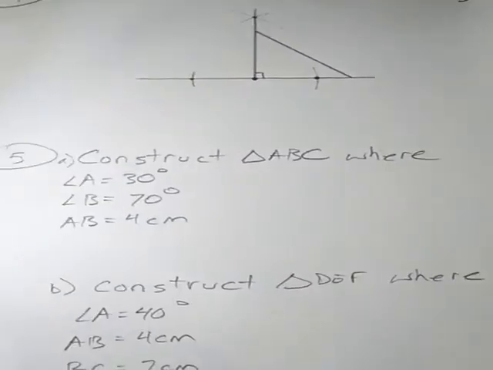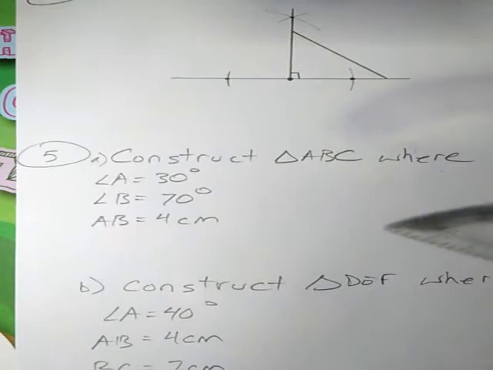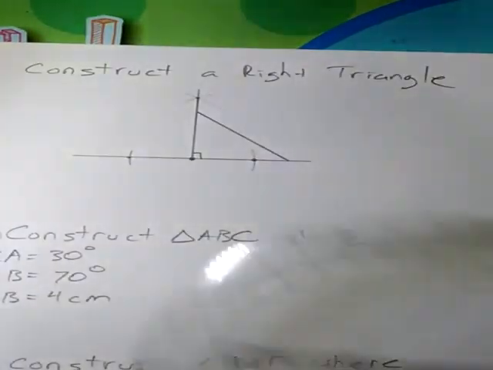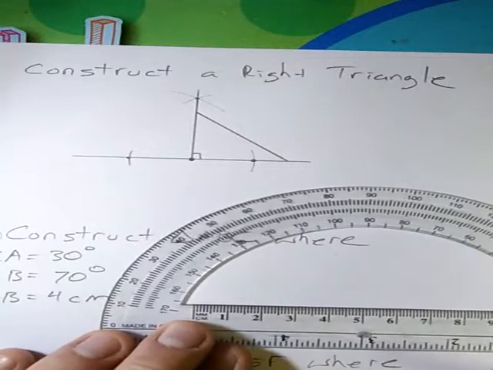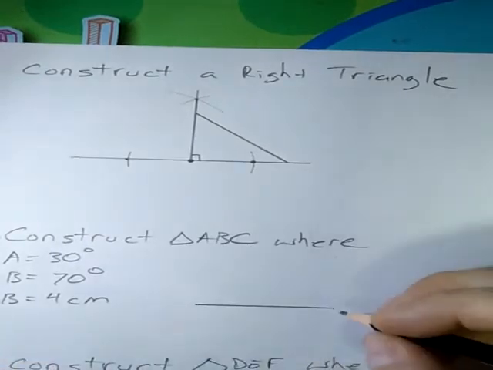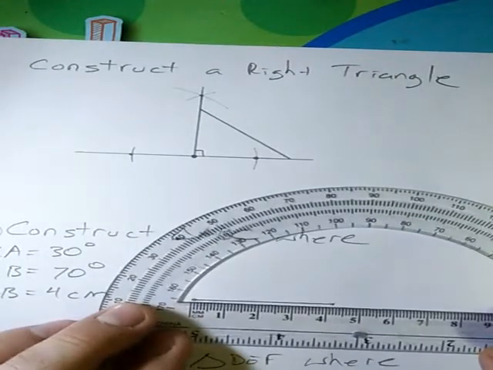It says construct triangle ABC, where angle A is equal to 30 degrees, angle B is equal to 70 degrees, and side AB is 4 centimeters. So again, we are using compass and protractor. Actually, no, on this one we won't even need the compass. This will be all protractor. So I do want to draw AB of 4 centimeters. So I'm going to draw a 4 centimeter line. Put a dot here and a dot here. And I'm going to double check and make sure that I'm at 4 centimeters.